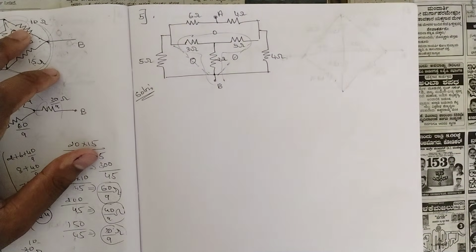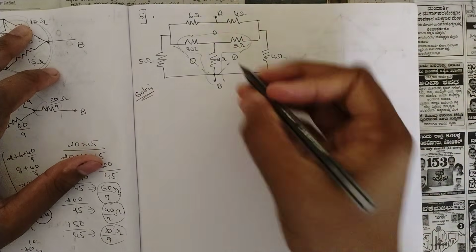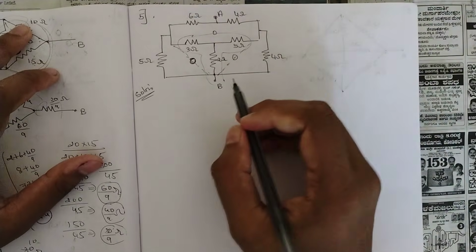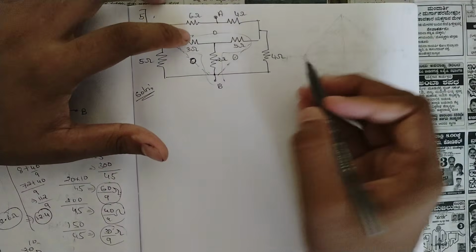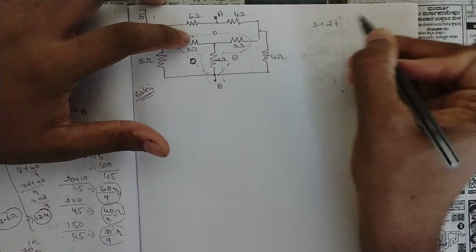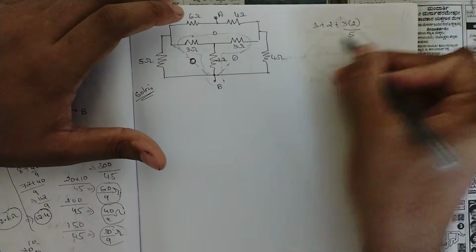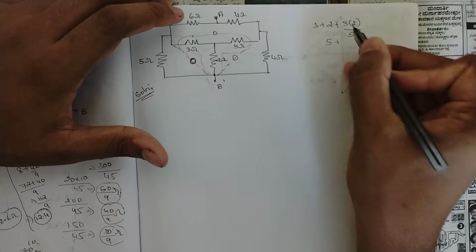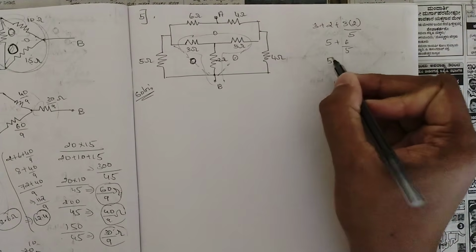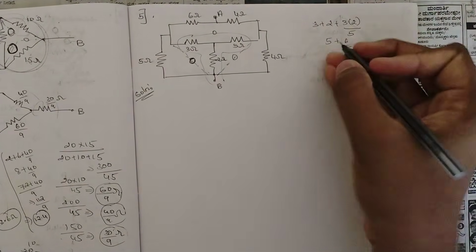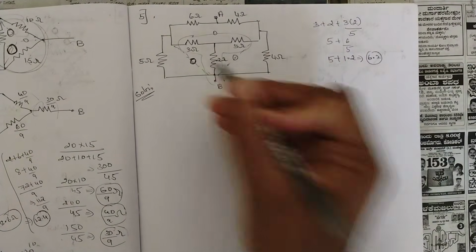Okay, you know how to convert star to delta. The formula is, to convert star to delta, in order to find this value, we should be considering the opposite two resistances, that is here in this case 3 ohms and 2 ohms. So what we should be doing, 3 plus 2 plus the product, that is 3 into 2 divided by the remaining resistance 5. Okay, that is equal to 5 plus 6 by 5, right? And if you solve this, 6 by 5 is 1.2. Okay, so this is 6.2. So this value is 6.2.